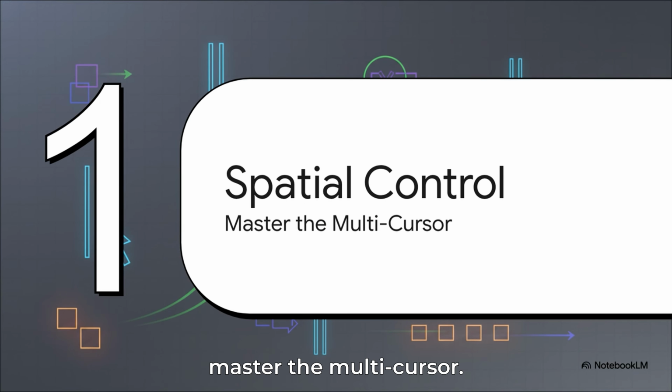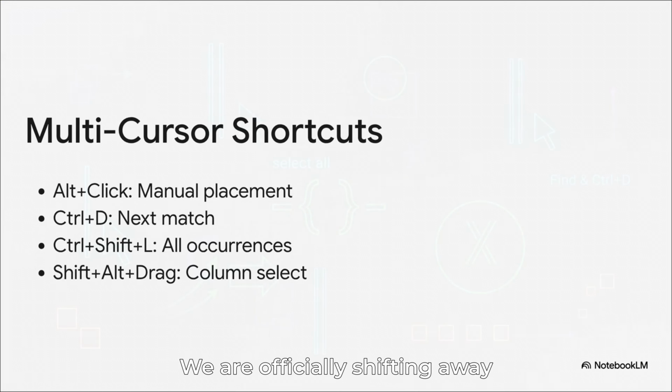Okay, skill 1, spatial control. It's time to master the multi-cursor. We are officially shifting away from the standard linear way of typing, where you have that one single blinking cursor and you just move it letter by letter. Instead, we're going for absolute spatial control across your entire document. This is the multi-cursor paradigm.